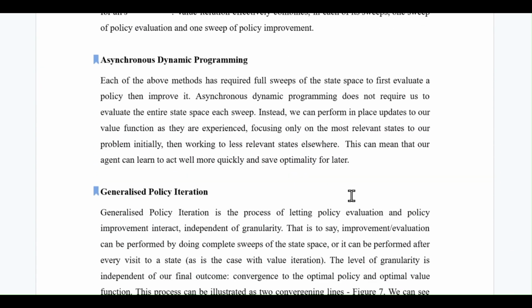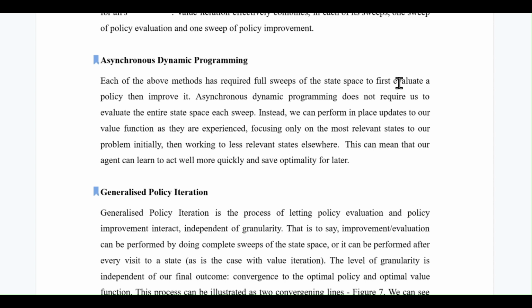Asynchronous dynamic programming is a method that allows us to update the value functions in real time without having to evaluate the entire policy at once. So instead of doing full sweeps of the state space, we can update the value functions as we experience the new states or actions.